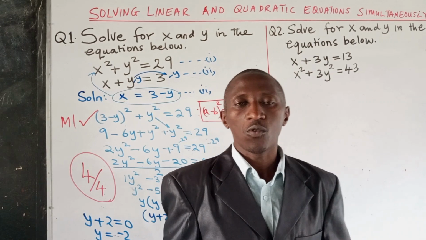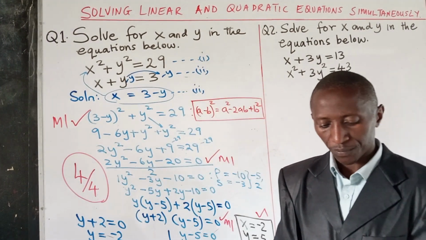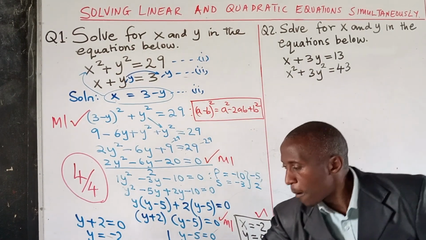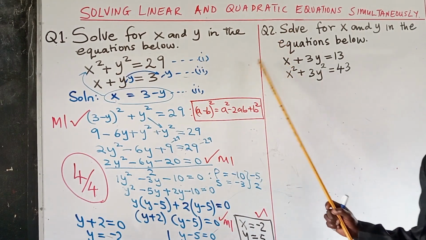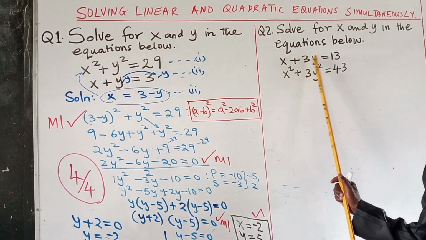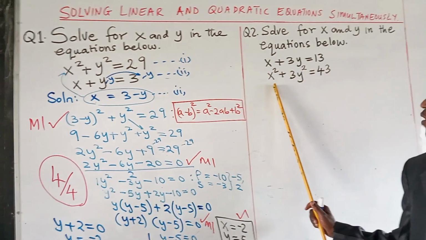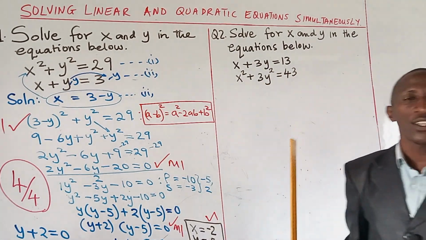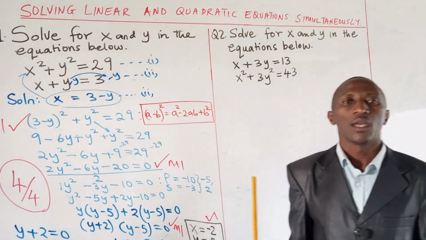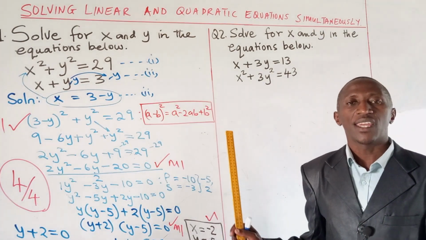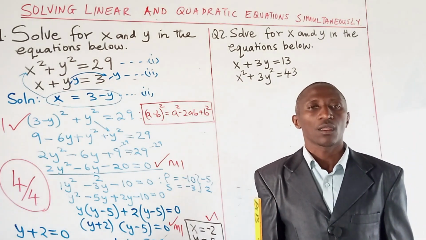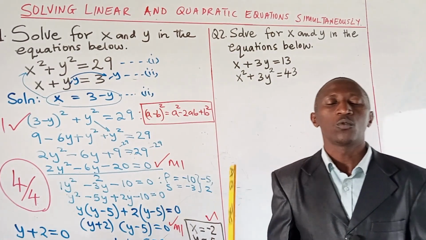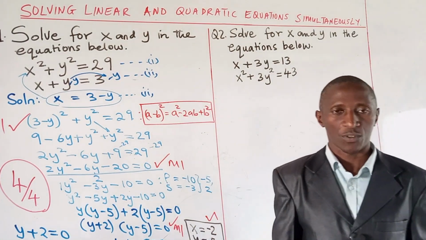Learners, I would like us to go to question number 2. In question number 2, we are going to view a similar case whereby we have x plus 3y is equal to 13, x squared plus 3y squared is equal to 43. So, viewers, I would like you to pause on the video, work it out, and then when we resume, we compare the two answers and even the working so that we are able to see how we worked it out.